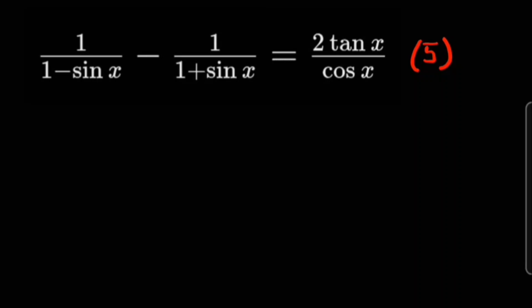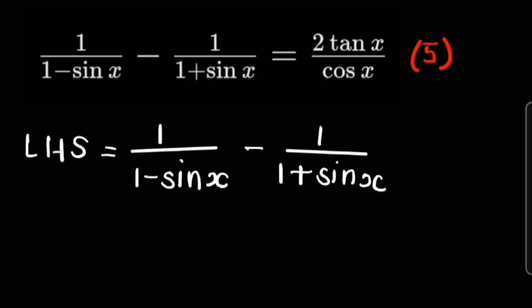Here we have a 5-mark question, and I'm going to start off by rewriting the left-hand side. So we have left-hand side is equal to 1 over 1 minus sine x minus 1 over 1 plus sine x. What we notice here is that we are subtracting two fractions that have different denominators.